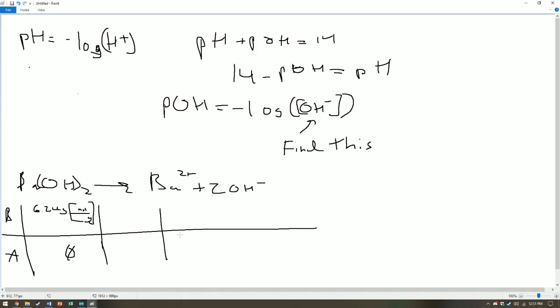Let me just use Google real quick. Never mind, we're going to do it the old-fashioned way. Barium is 137.327, plus 2 times 15.994, and then 1. We divide 6.24 by that. The molar mass is about 171 grams.